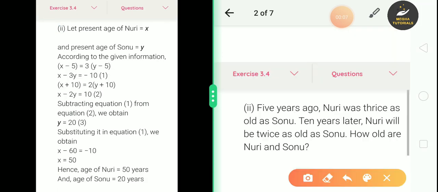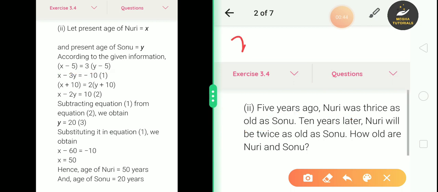Question 2. 5 years ago, Nuri was thrice as old as Sonu. 10 years later, Nuri will be twice as old as Sonu. How old are Nuri and Sonu? So let the present age of Nuri be x and the present age of Sonu be y. So 5 years ago their ages would be x minus 5 and y minus 5. So as per the condition, 5 years ago Nuri was thrice as old as Sonu. It means x minus 5 is 3 into y minus 5.